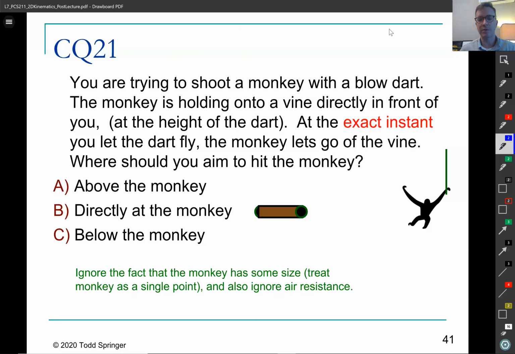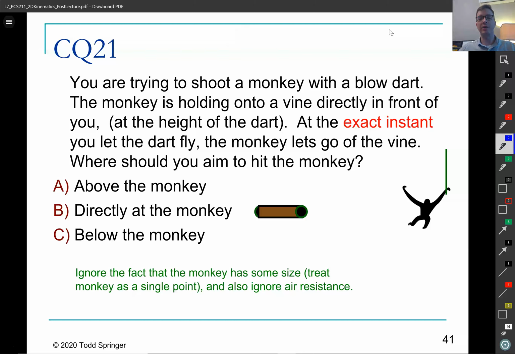The monkey is holding onto a vine directly in front of you at the same height as the dart. And at the exact instant you let the dart go, the monkey notices and lets go of the vine. The question is, where should you aim to hit the monkey? Should you aim directly at it, above it, or below it? And you can ignore the fact that the monkey has some size, so just treat it like a point.